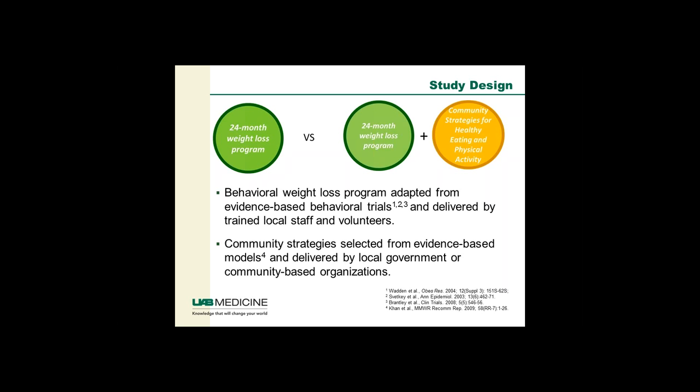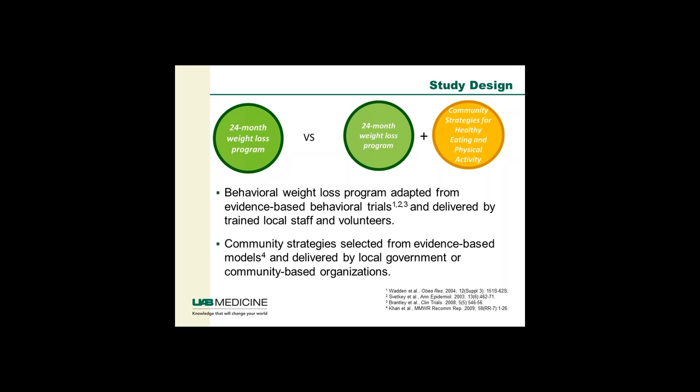So basically, we are taking the 24-month weight loss program as a behavioral weight loss program that's adapted from a ton of evidence-based behavioral trials. I'm sure many of you have heard of the DASH, PREMIER, and Weight Loss Maintenance trials. So it's your standard 20-session or so group-based program where you're taught things around healthier eating and being more physically active, the tried and true, it gets you the 5 to 10% weight loss on average from all the participants. So we wanted to do that. But our twist is it's not delivered by psychologists, dietitians, or nurse practitioners. It's delivered by our trained local staff. So that's the twist on the intervention.